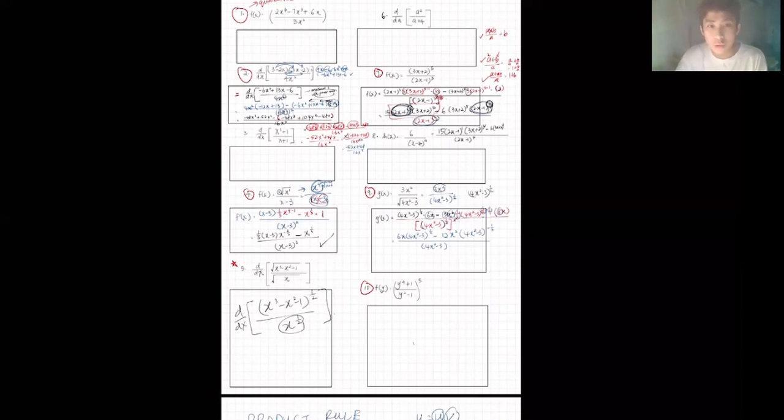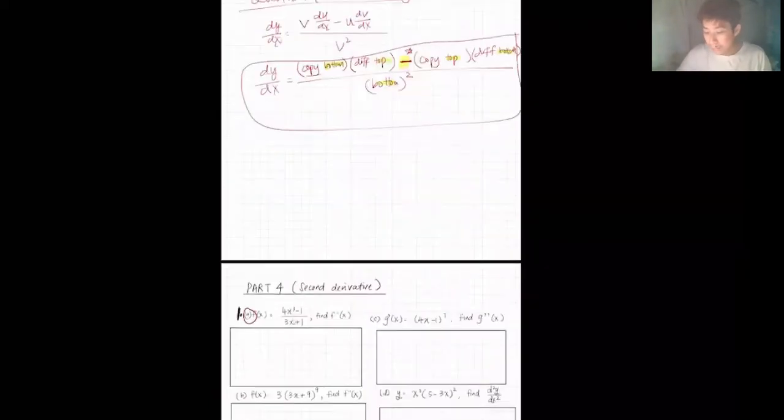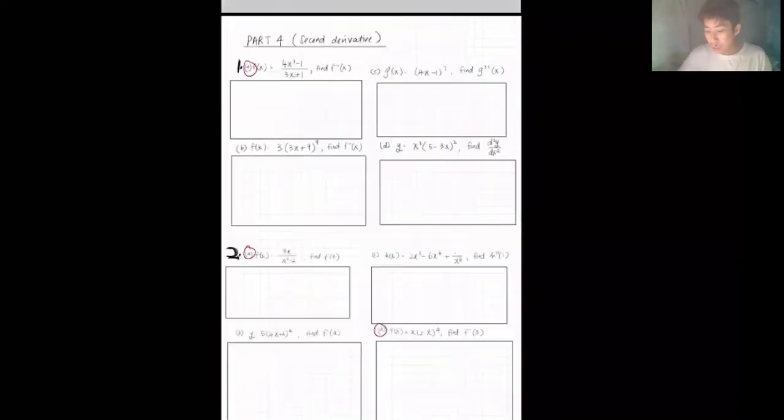If you go through all the questions that I've taught you here, you should understand how quotient rule works. Quotient rule is for division. Product rule is for multiplication of functions of x. Don't ever forget that. All right, so with that, I'm done with quotient rule.